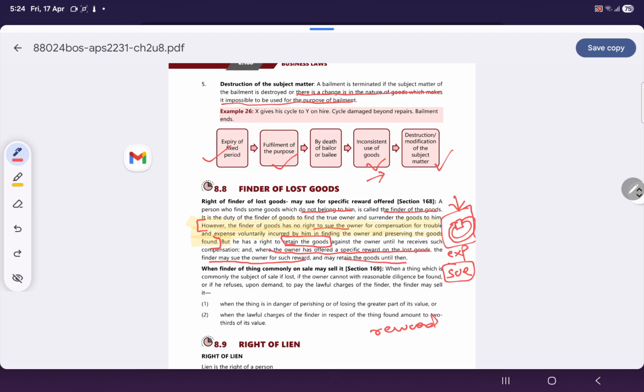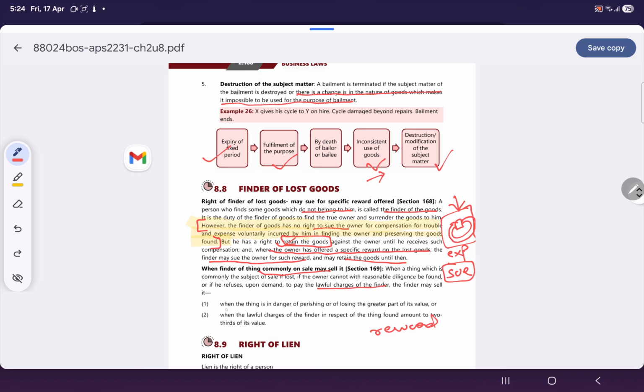One more thing, the finder of a thing commonly on sale may sell it. See, I have found some goods, but I'm not able to find the owner. When I'm not able to find the owner, the goods may be deteriorating, so I have to sell it. This is one case. Or I found the owner, and the owner is saying, I will not pay you the charges. Then I can retain the goods, right? I will not pay you compensation, I'll retain the goods. Now here, a thing commonly on sale is one which is generally sold. The finder may sell it.